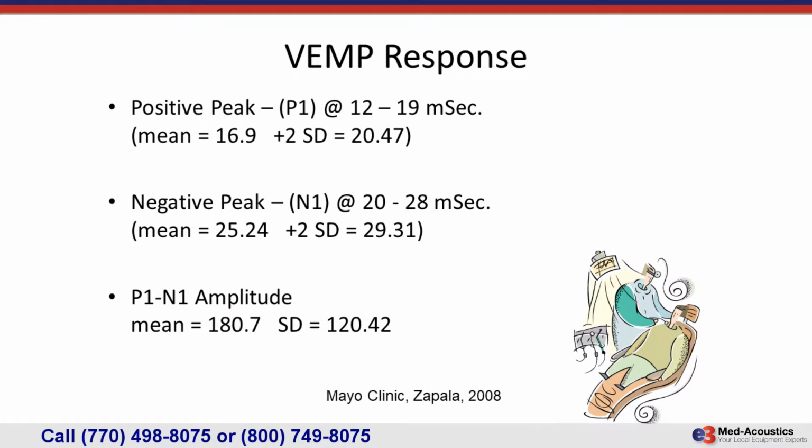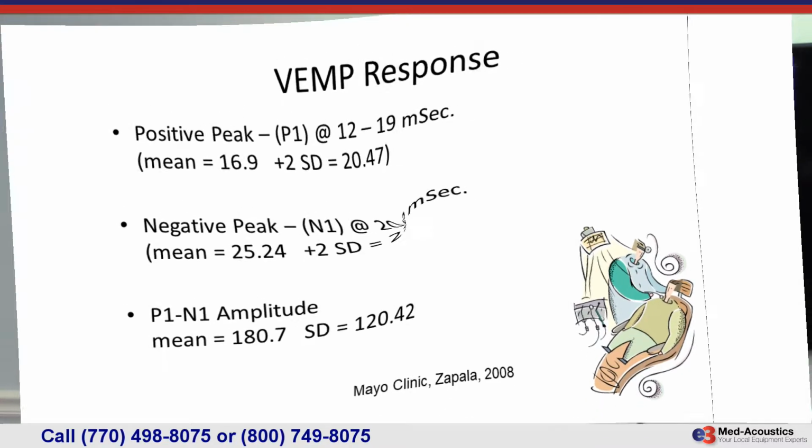You're going to get a positive peak and a negative peak, and the positive peak will be somewhere between 12 and 19 milliseconds. The mean is 16.9, and you can see that if you went out 2 standard deviations, it would put you past 20 milliseconds. That's the positive peak. The negative peak is somewhere between 20 and 28 milliseconds. And you can see the mean and the standard deviation there.